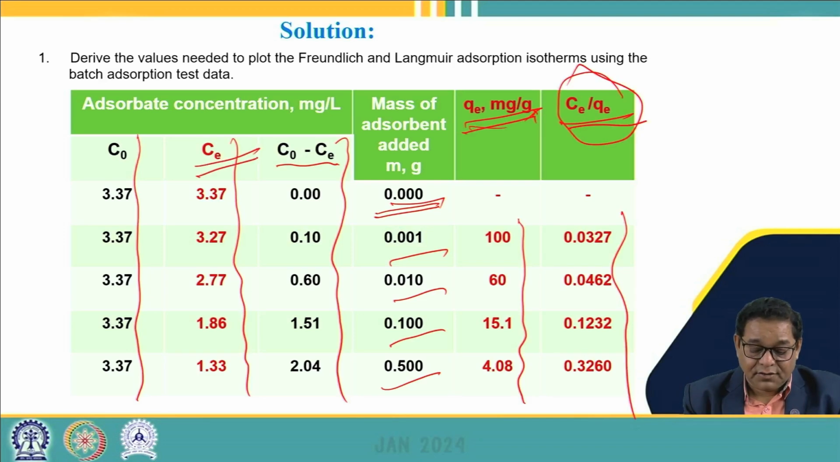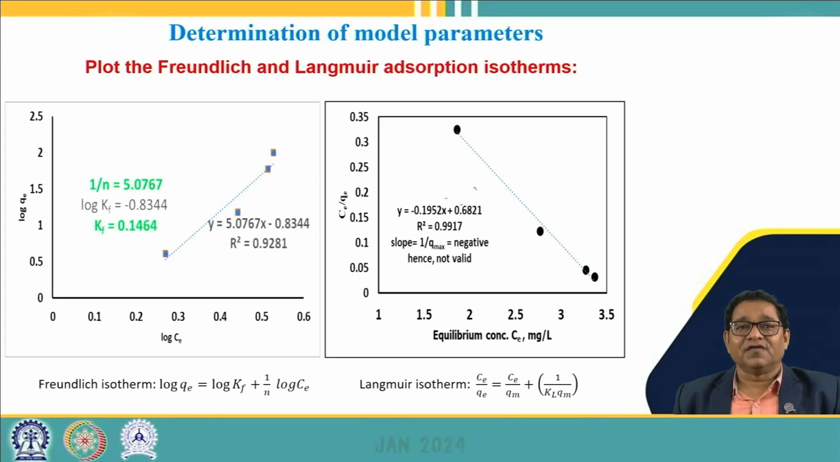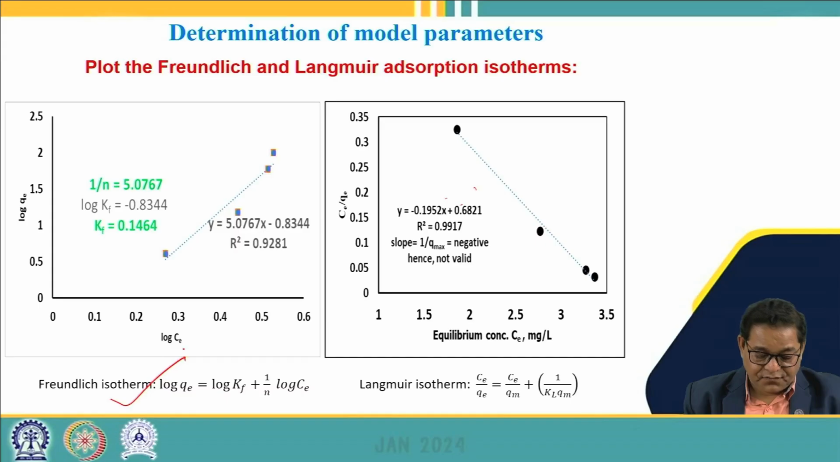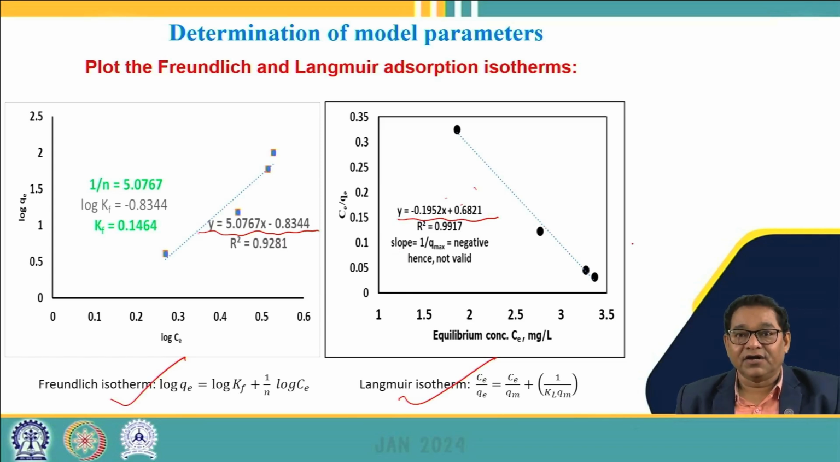So the CE value is given here, and the QE value we calculated here. So find out this CE by QE in another column. Similarly, in this case also, as per the calculation, we have to find out the plot for Freundlich isotherm, then the plot for Langmuir isotherm. So if we see, this is the equation of the straight line plot of Freundlich isotherm. This is the equation for the straight line plot of Langmuir isotherm.